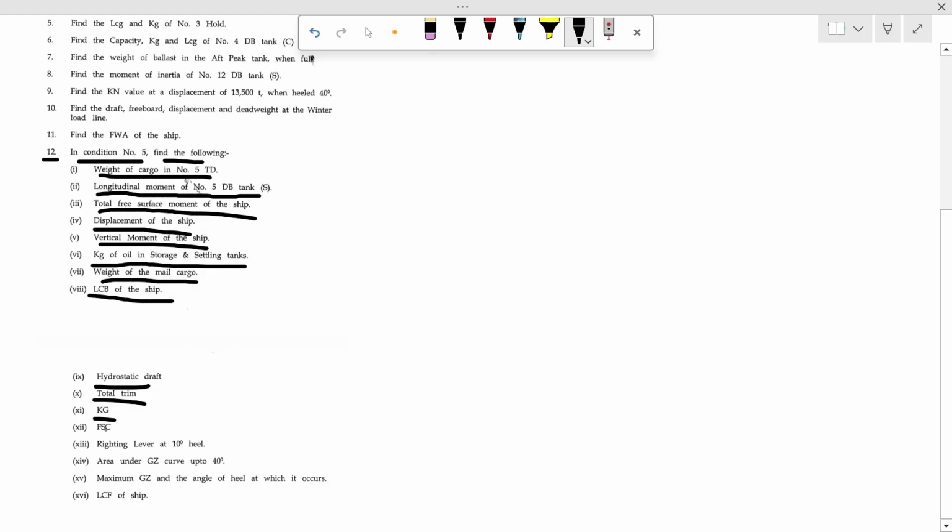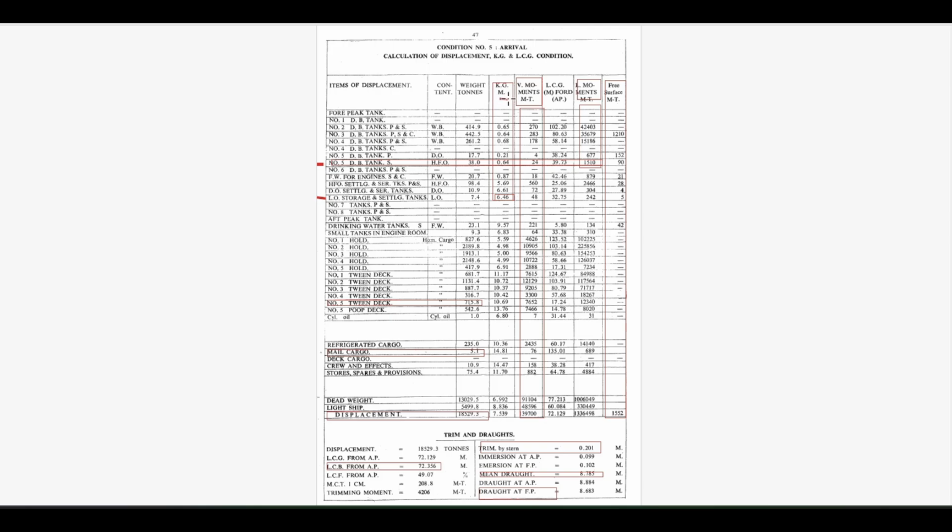Next we have to find kg and FSC, that is free surface correction. So kg is mentioned here in this column, and in the same column go to the end, and here at the end this is the kg of the ship, that is 7.539 meters. That is the total kg. If we want kg for the light ship, then the kg will be different. For dead weight the kg is different, but we want for the ship. So in condition number 5 the kg of the ship is 7.539 meters.